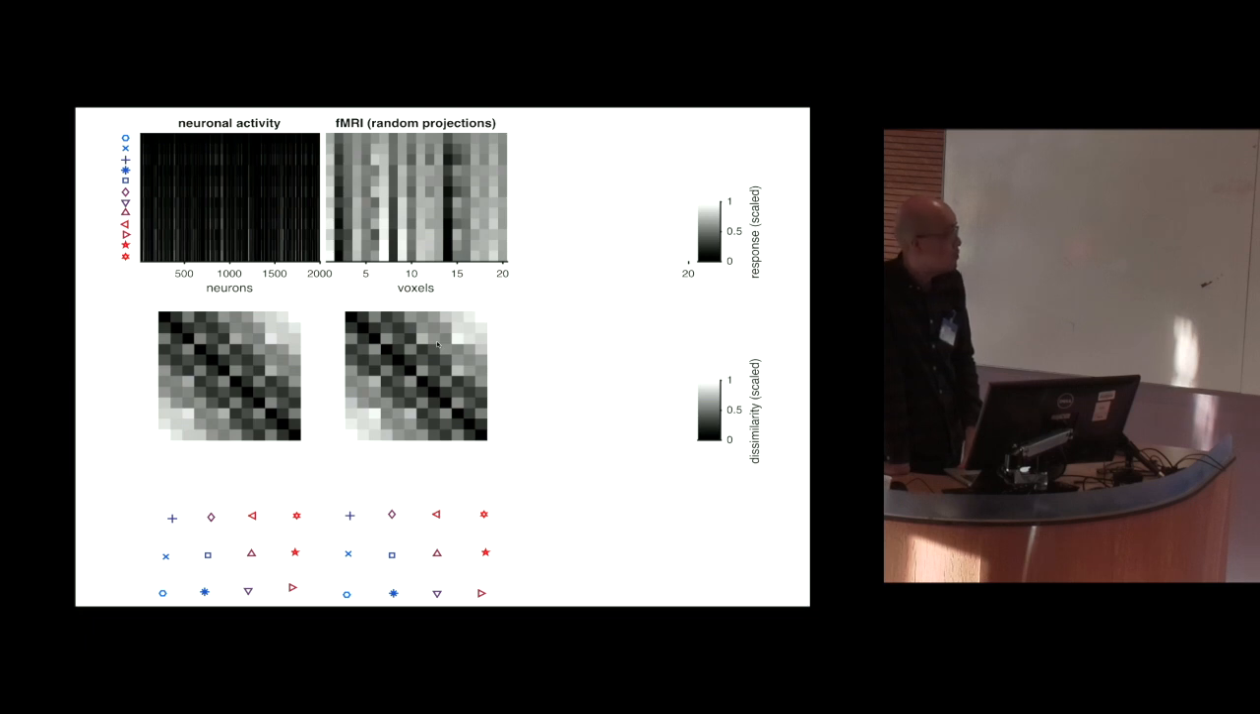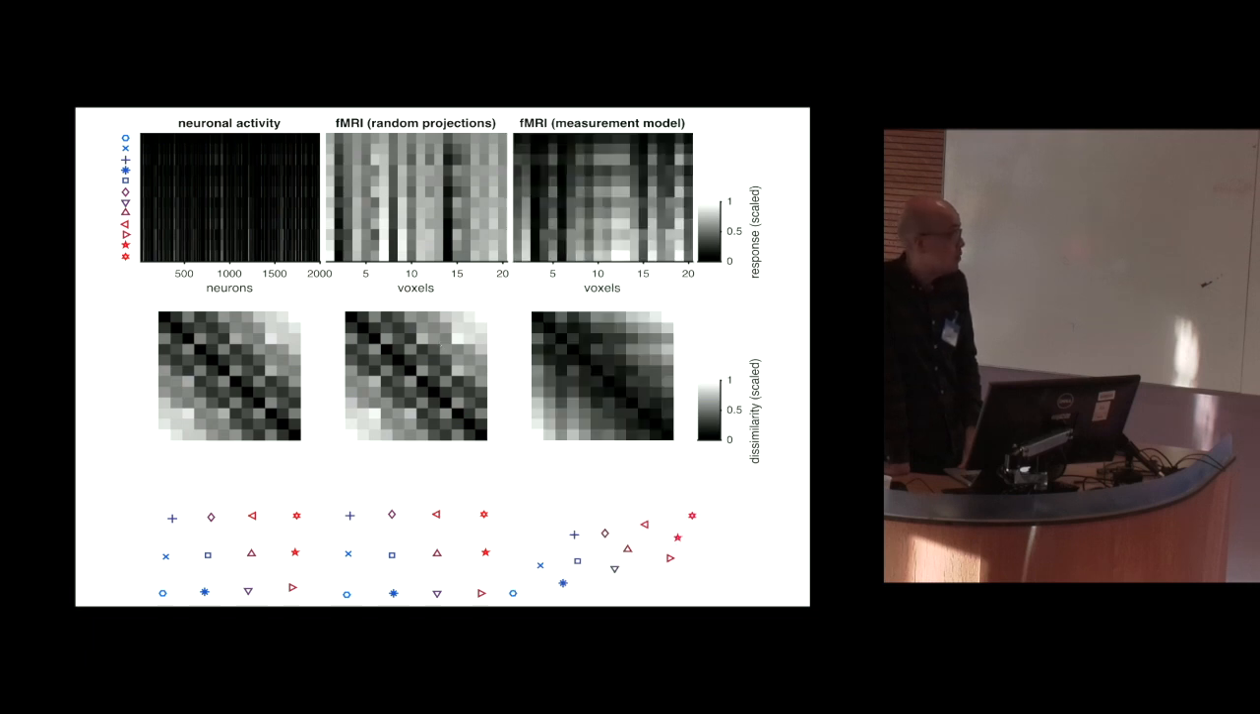So what happens if we construct our 20 voxels by taking non-negative averages of the original neurons? Well, now we get a distance matrix that does not look like the neural population code. In other words, if this is what we observe, it would not be the right conclusion to say that this is what the distance matrix looks like in the neurons.